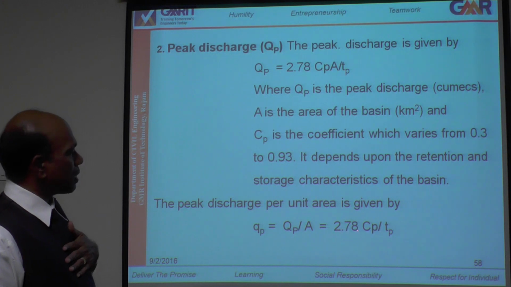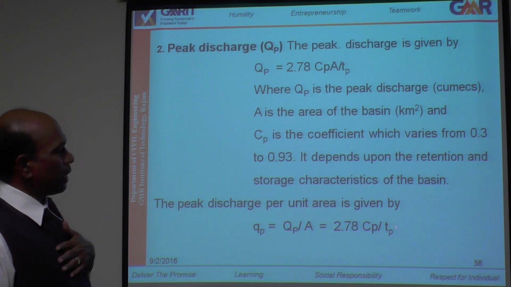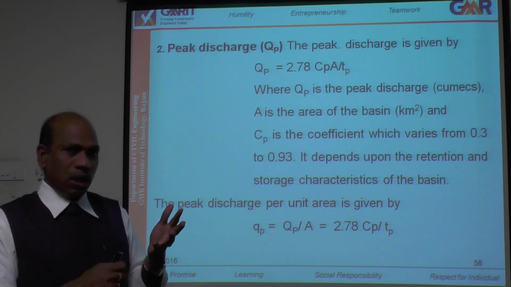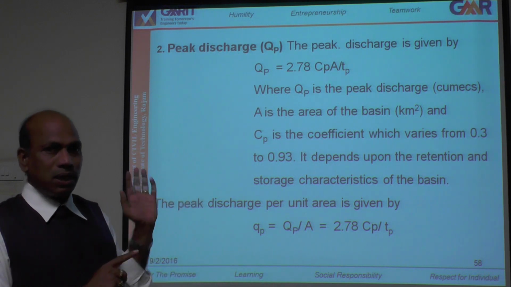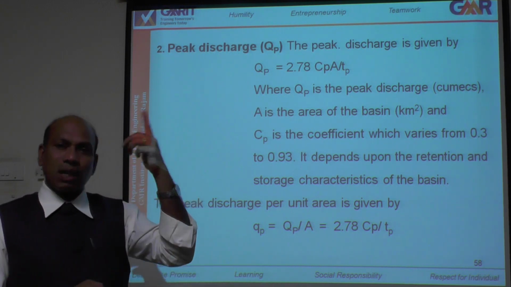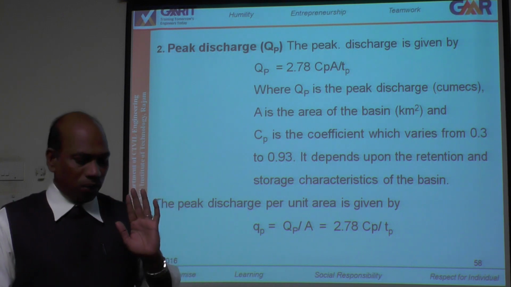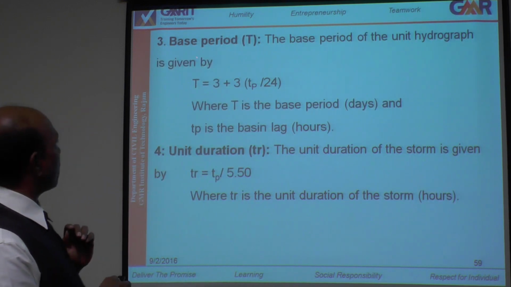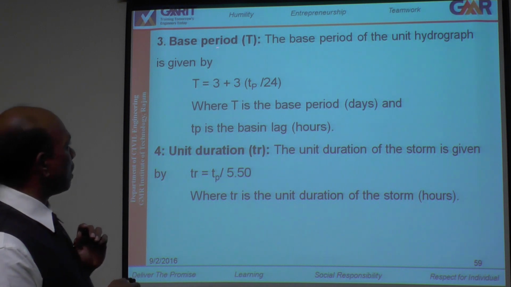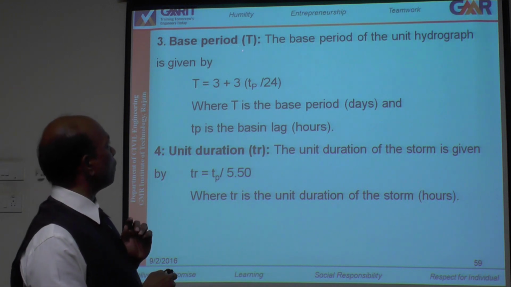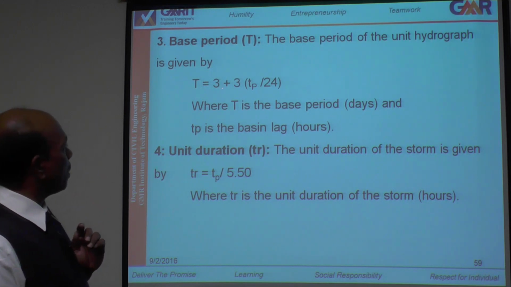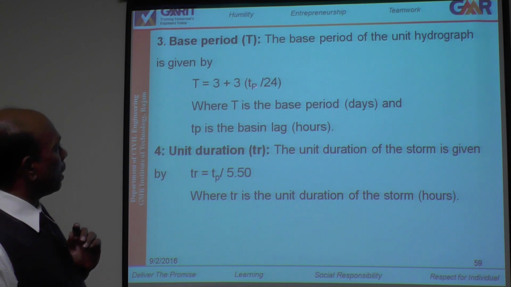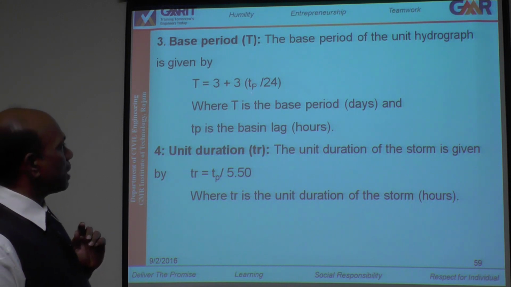That is 2.78 Cp / Tp. So here we have learned two parameters: basin lag, for which we have one formula, and the peak discharge. These two parameters are required for the construction of the unit hydrograph. Next, the base period. This is an important parameter for the construction of a hydrograph or unit hydrograph. Base period is estimated using T = 3 + 3 Tp/24, where Tp is the basin lag, already calculated.